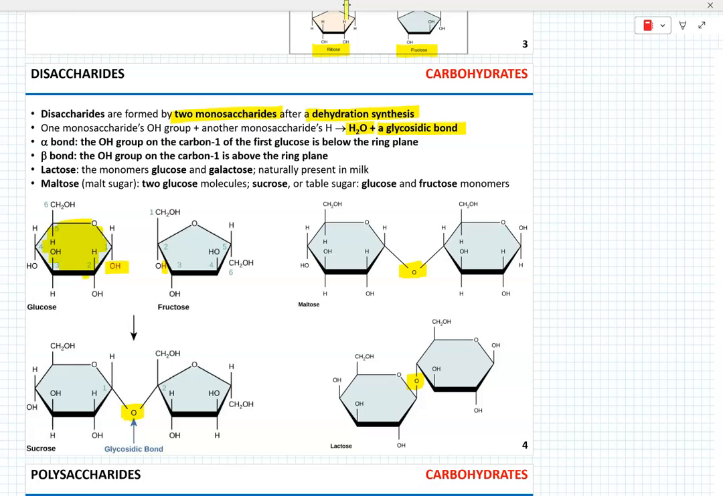3 disaccharides that you must know are lactose, maltose, and sucrose. Maltose, shown here, is formed by 2 glucose molecules. Lactose, shown here, is formed by glucose and galactose monomers and is naturally present in milk. Sucrose, or table sugar, can be seen in this panel, and it is formed by the combination of the glucose and fructose monomers.